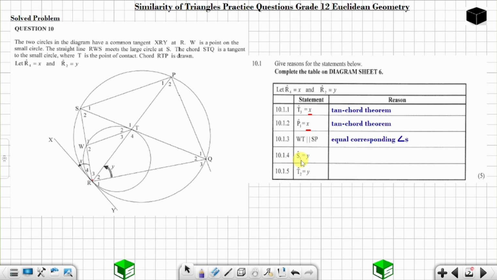Why is angle S1 equal to y? This angle is equal to y. You can see, if you consider this chord, the chord PQ, the chord PQ is subtending this angle, the angle y.